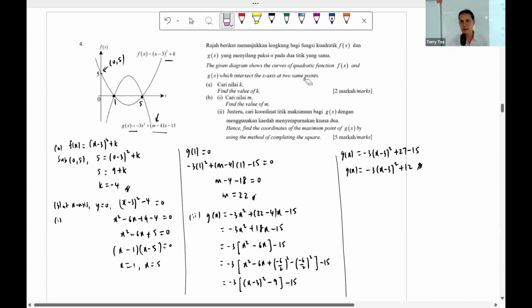The question asks you to find the coordinate of your maximum point. So what's your maximum? Now we know your a is less than 0, so your g(x) has a maximum. And the maximum is the one outside the bracket. In this case, what do you see? 12, right? It can only be 12 when the one inside the bracket is 0, x is 3. So your coordinate of your maximum point, we write x followed by y, your x is 3, your y is 12, answer is (3, 12).